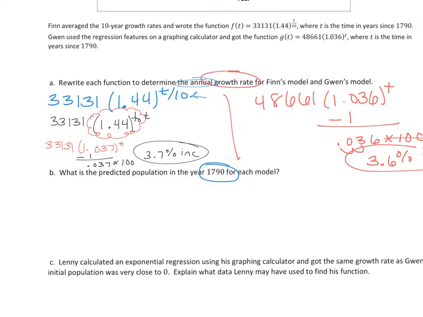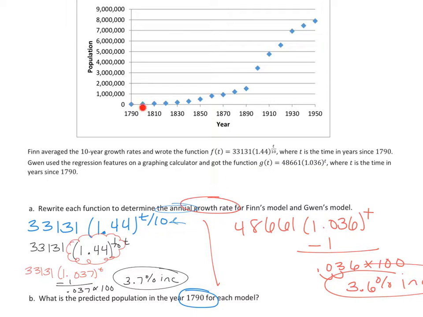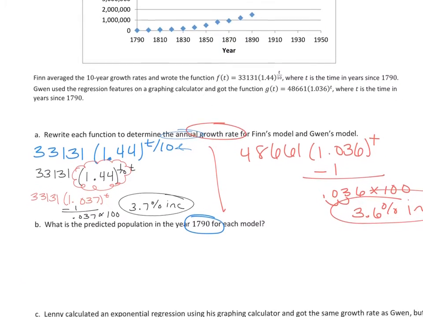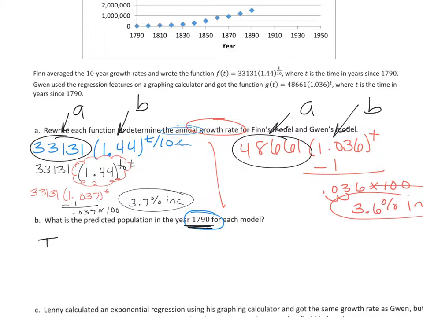Well, 1790 is the starting year. And if you look at the graph up here, that is where it starts, 1790. So if you remember in the formula, y equals ab to the x, this being A and this being B. If you want to find the population in the initial year, where 1790 is your initial year, you would just take the A values. So the initial population for Finn, he predicted 33,131 people, where Gwen predicted 48,661.